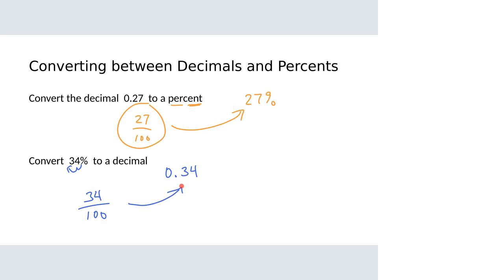Essentially, we're going to go back and forth between decimals and percents quite a bit, and I want to make sure you're comfortable taking a number that's a decimal and making it a percent, and taking a number that's a percent and making it a decimal. Does anybody have questions on that before I have you try one?